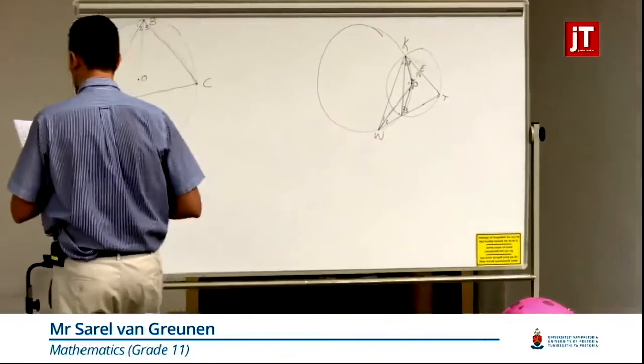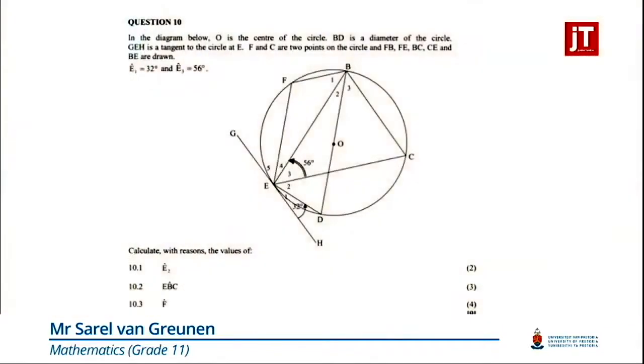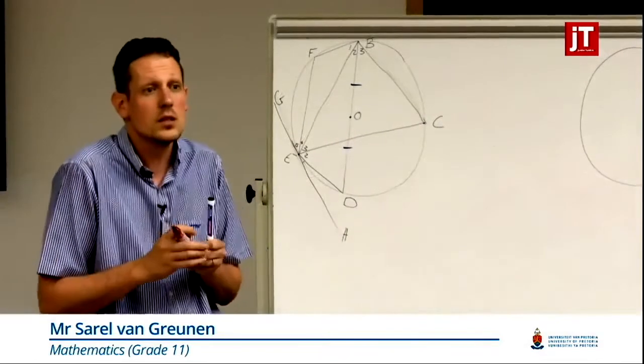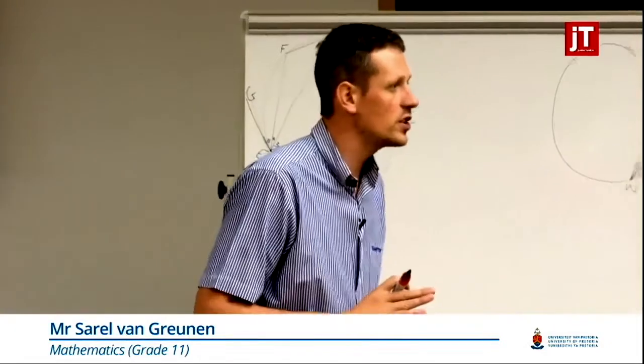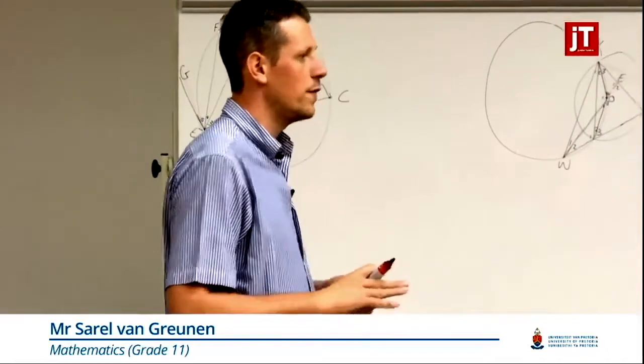So it says to me, in the diagram below, O is the center of the circle. Stop. What do I know about the center of the circle? Firstly, I have radii. Do those radii mean anything? No, it doesn't. But I still looked at it. Okay, now let's go further.